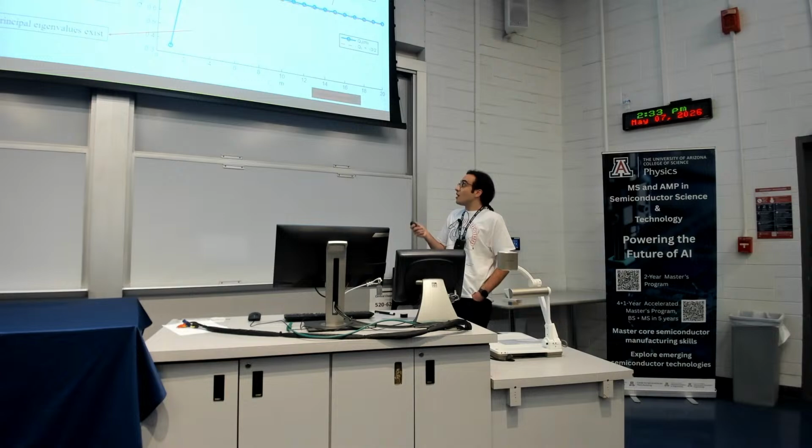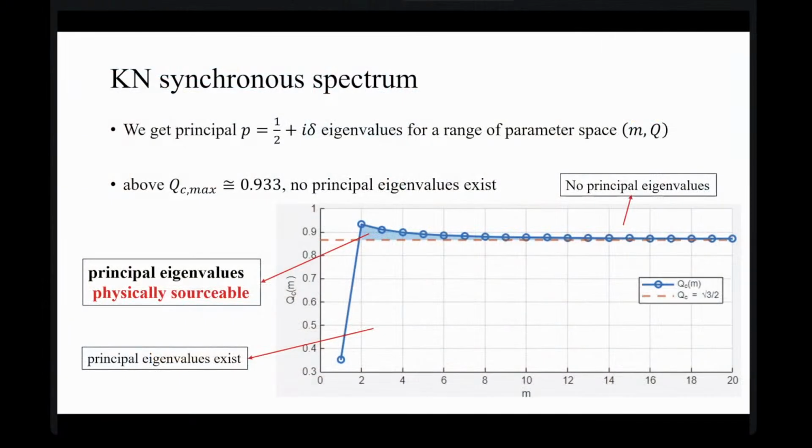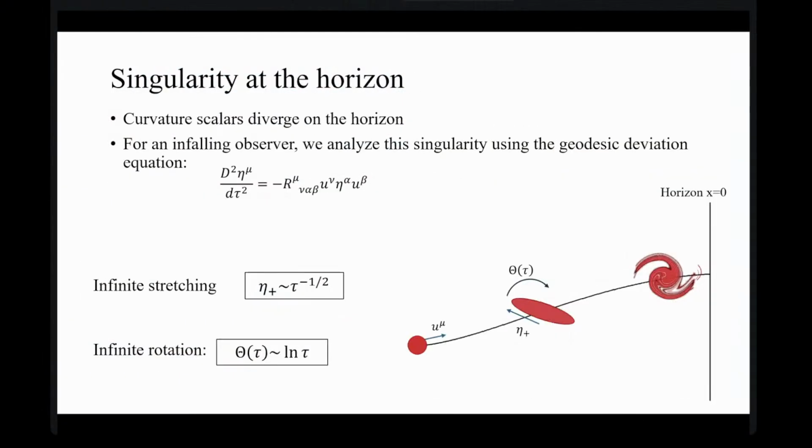So under this blue curve over here, you have principal eigenvalues or principal modes. Above this, you don't have any principal modes. But as we remember, these modes are only physically sourceable when the black hole charge is greater than square root of 3 over 2. That's the scoring right here. So there's this small strip of the parameter space where these modes exist and they are physically sourceable. So this is where we find our physical singularity.